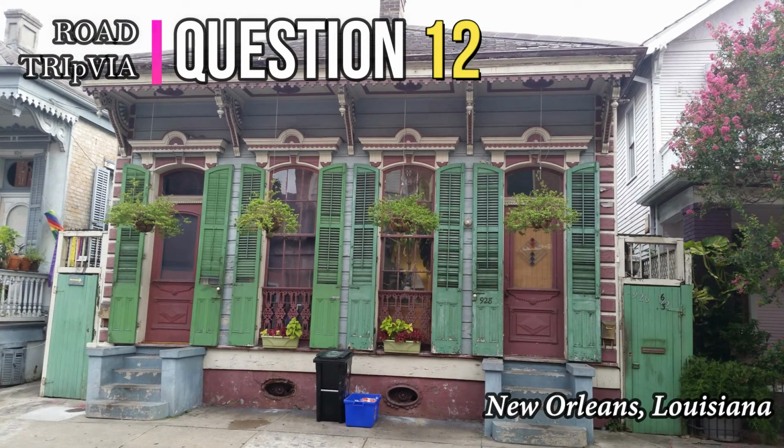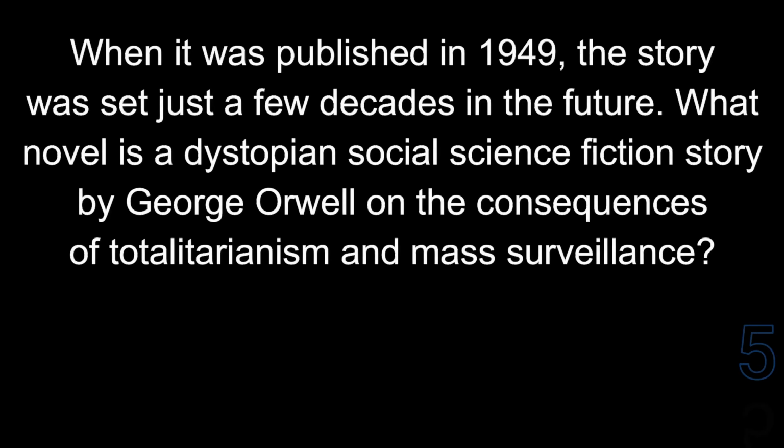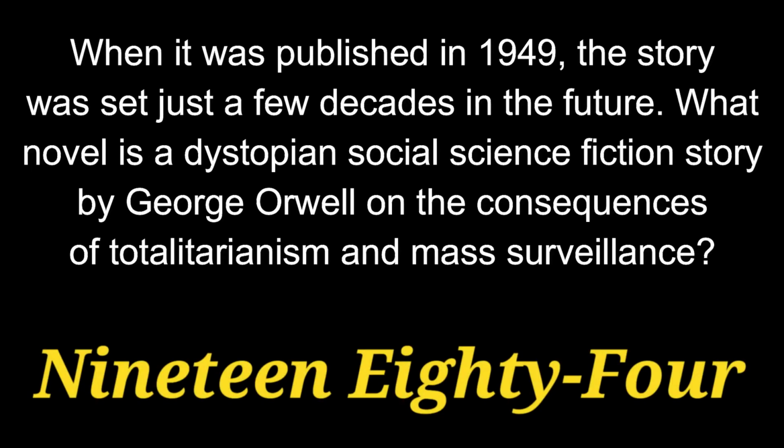Question 12. When it was published in 1949, the story was set just a few decades in the future. What novel is a dystopian social science fiction story by George Orwell on the consequences of totalitarianism and mass surveillance? The answer is 1984.